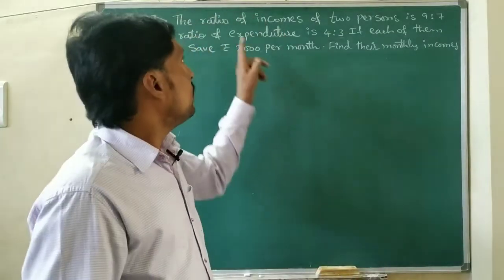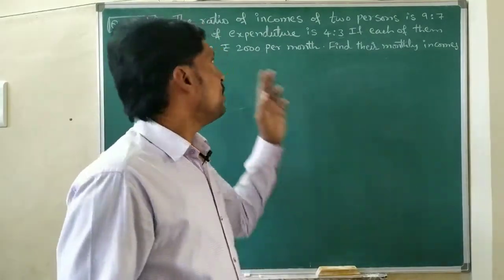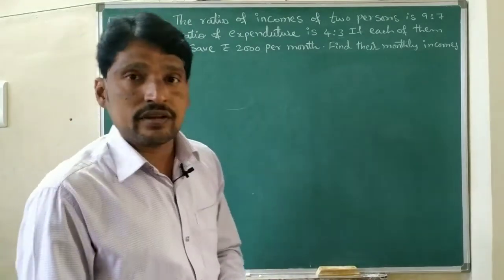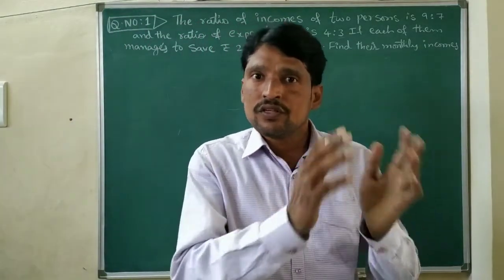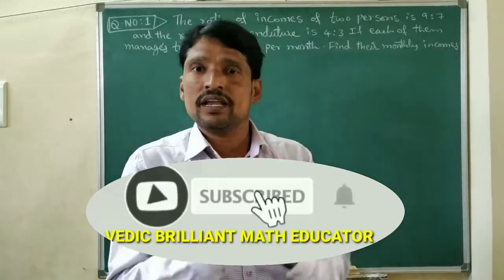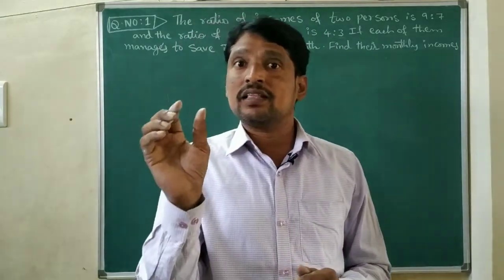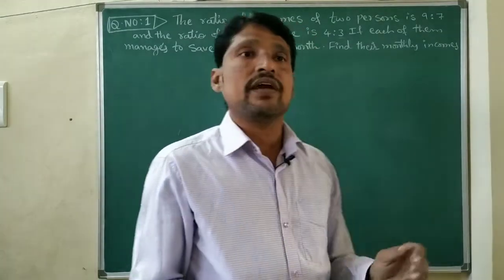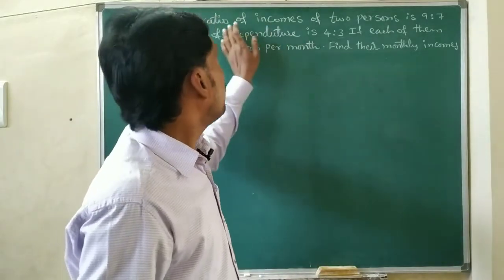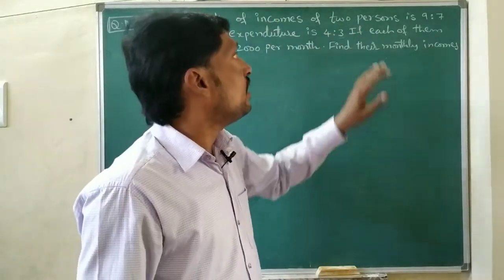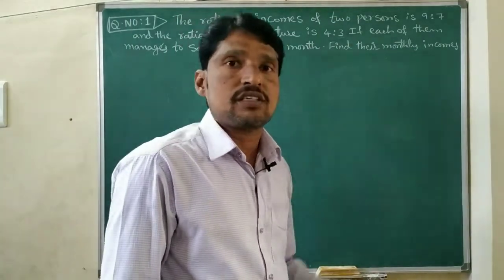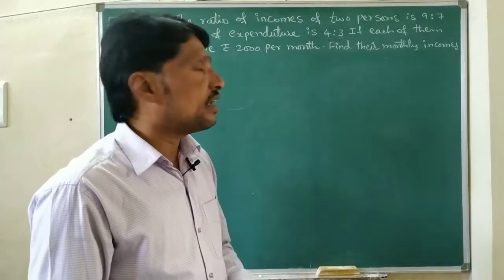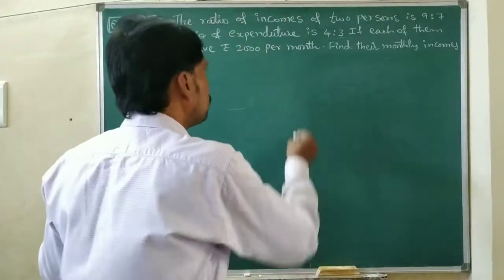Here the ratio of incomes is given, the ratio of expenditures is given, and the monthly savings are also given. Savings, how do we get them? Savings we get by taking the total income and subtracting the expenditure. So the ratio of the two persons' incomes and the ratio of expenditures are given. Incomes we take as x and expenditure we take as y. Then next we get the solution.